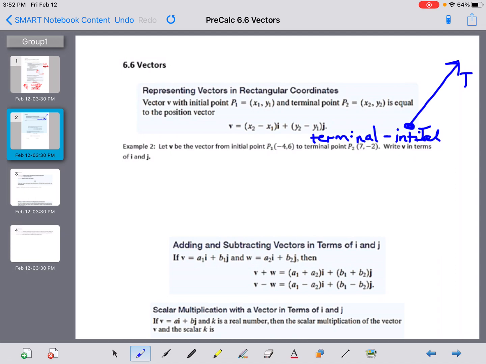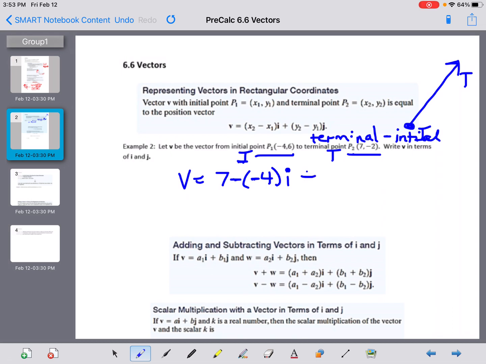You start with your second x minus your first x. So if I have an initial point right here, negative 4, 6, and this is my terminal point over here, 7, negative 2, I'm going to find my vector by taking the terminal, 7, minus my initial, negative 4, and that's going to be my horizontal movement, so I put an i on there.